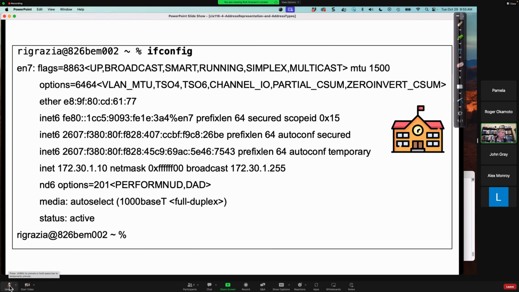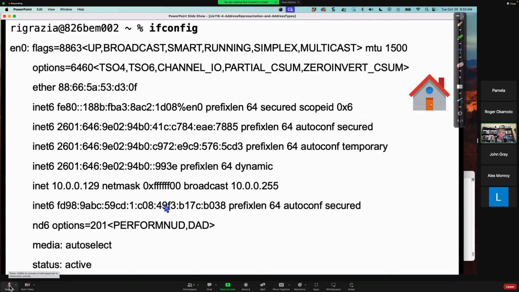Let's see. That's school. Here's my home. See this address here? That's a unique local address. Do I use it? No. The addresses that are used are really primarily these three. We'll talk about it. My link local address, we'll talk more about that. And we'll talk about these two global unicast addresses auto-configured.